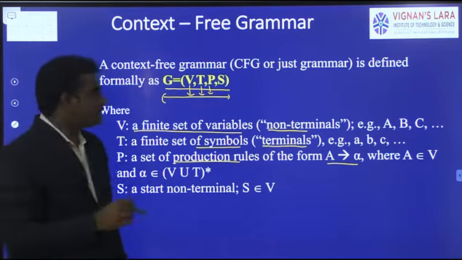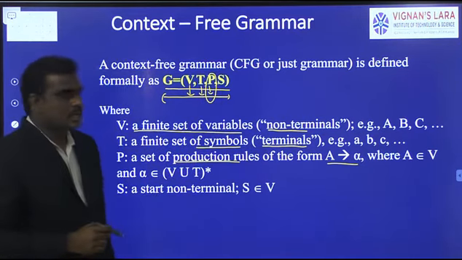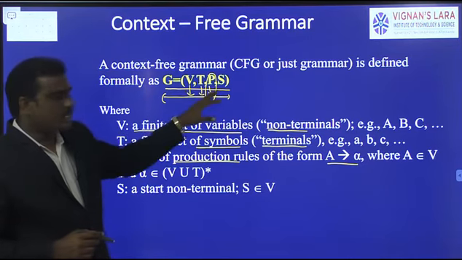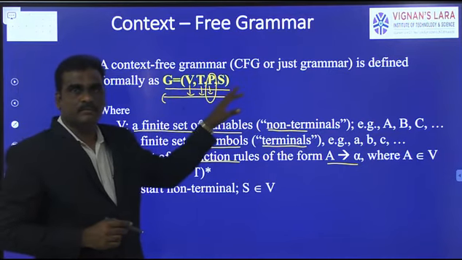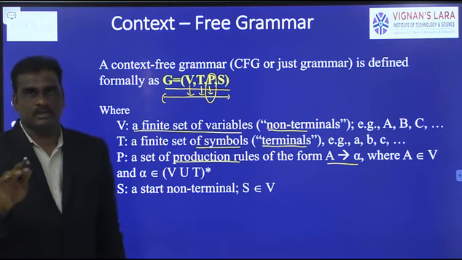But the only difference is the production rules. Out of the 4 tuples, 3 tuples are the same, that is variables, terminals, and starting symbol. Only the difference is P. P means the set of production rules.